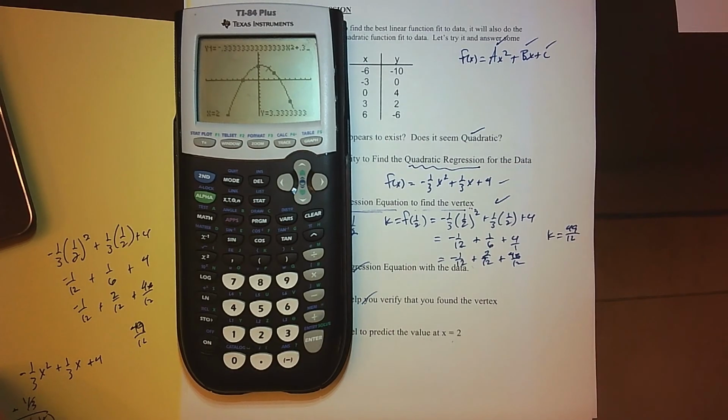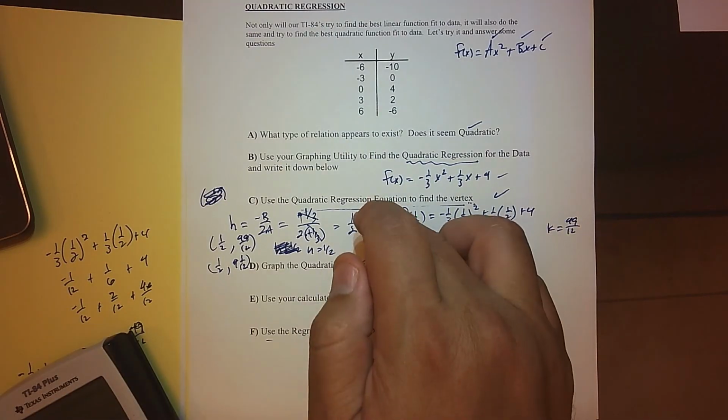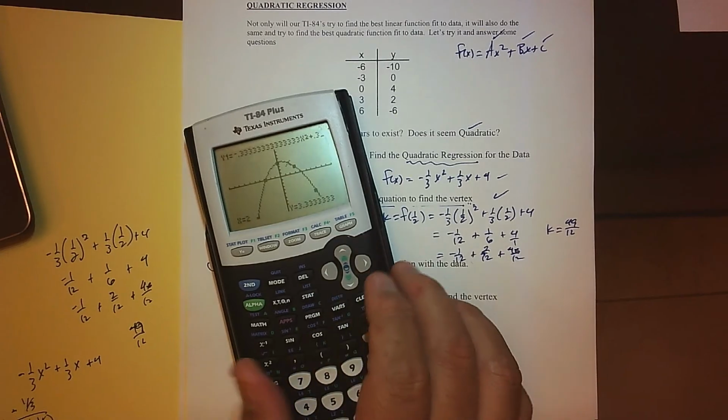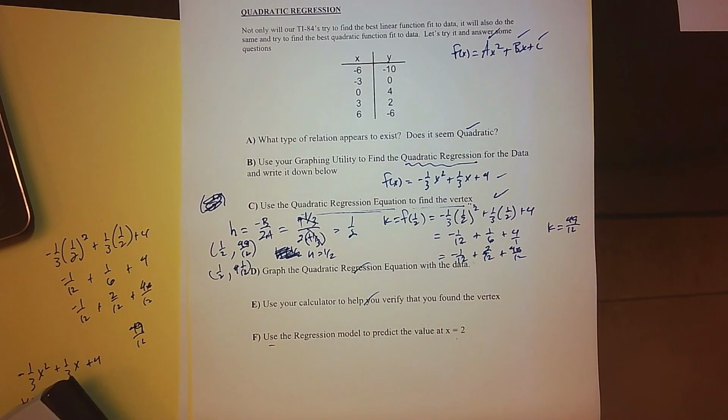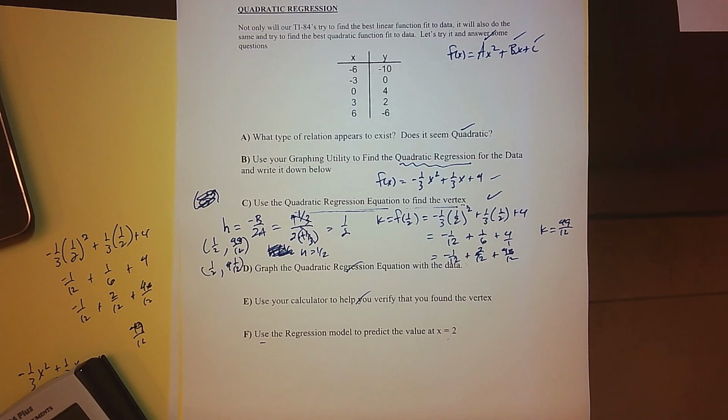So there's your quadratic regression analysis, the old school way of finding a vertex, the new school way of finding the vertex using our calculator, and then using it to find some predicted values. So it's just pretty much the same stuff we did with our lines. It's just that now it's a quadratic and a little bit more to consider.